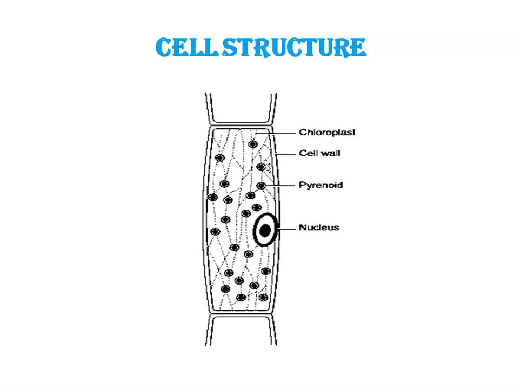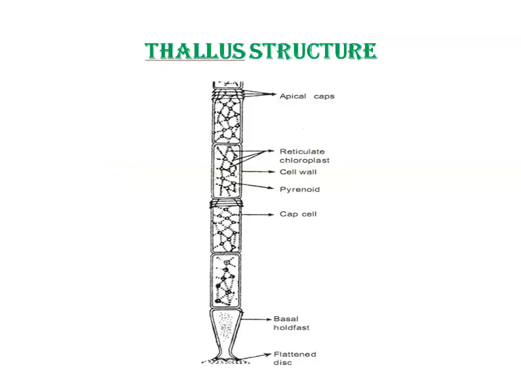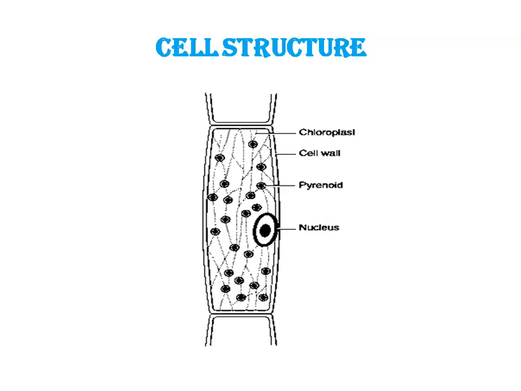The terminal cell of the filament is rounded. Some cells below the terminal cell possess apical caps, which are ring-like markings on their upper part called apical caps. Just look at this diagram. These are apical caps. The presence of cap cells is the characteristic feature of Oedogonium.